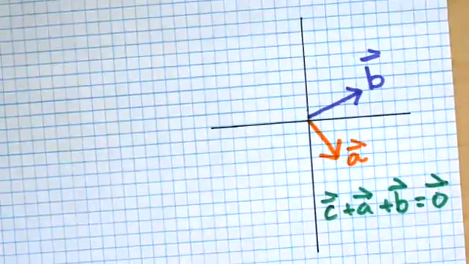Good question. What's the 0 vector again? So 0, 0 is the 0 vector. The 0 vector is the only vector that has a magnitude of 0 and it doesn't technically have a direction.